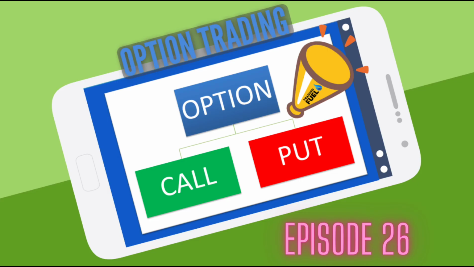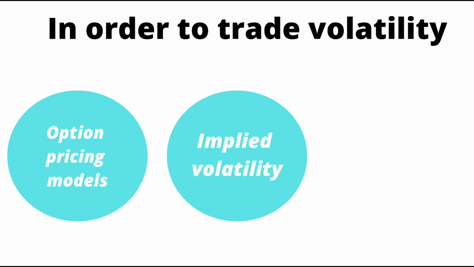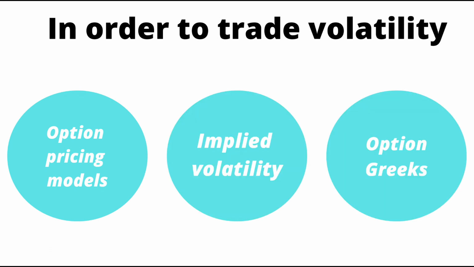This is episode 26, continuation on the ultimate beginner's guide on option trading. This is the last episode. However, to trade price volatility, the option trader needs to be aware of a few more advanced ideas regarding the options market. The trader needs to understand about option pricing models, implied volatility and what's called option Greeks.